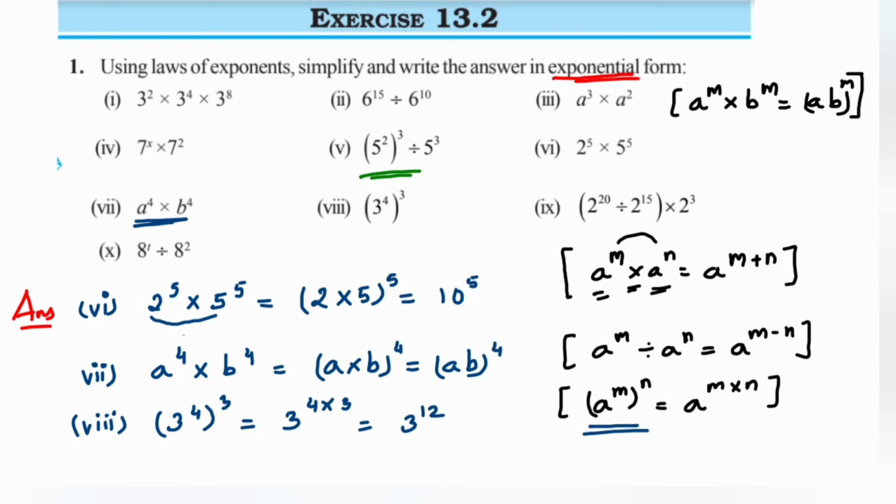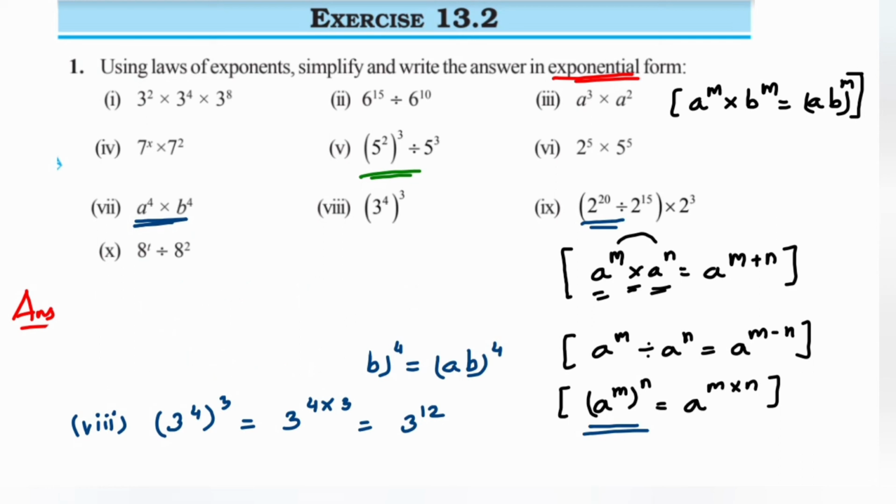That's it. Then the next question, 9th question. So 9th question, it's a bit lengthy. It's a combination of laws we have to use here. So we have (2 to the power 20 divided by 2 to the power 15), we have to close the bracket and then multiplied by 2 to the power 3. Now it's a combination of laws we have to use to solve this one, but first we have to solve the bracket part according to the BODMAS rule. So we're going to solve the bracket first.